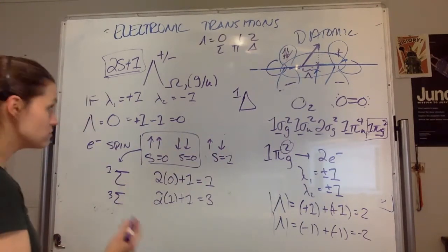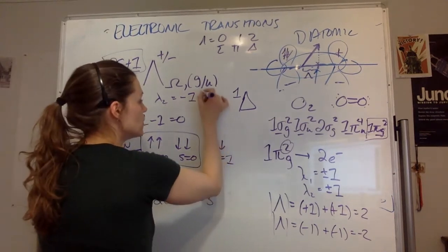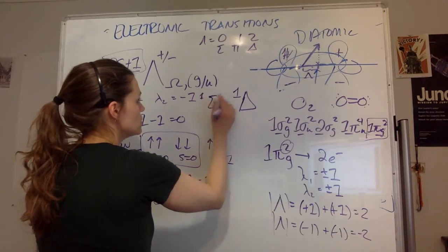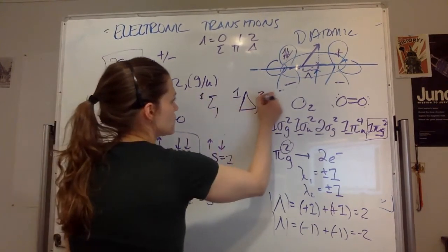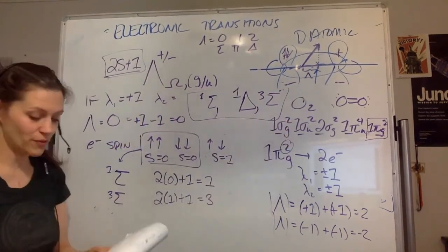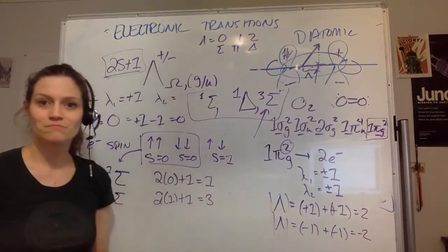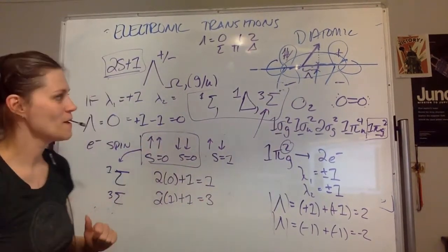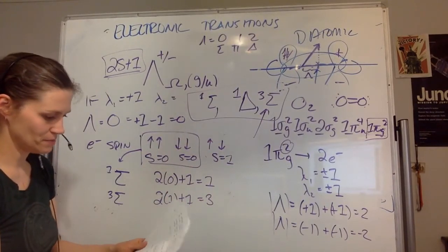So the term symbols for O2 are 1Σ, 1Δ, or 3Σ. So those are the 3 that you could get. And it turns out that that is the lowest energy. More experiments to follow. Okay, so that is the lambda portion.